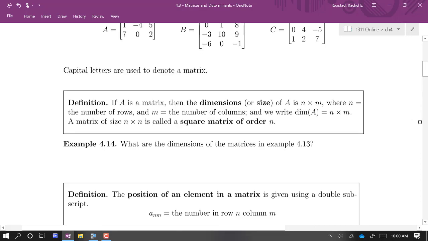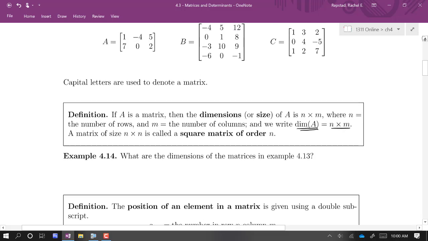If we have a matrix, say we have a matrix A, the dimensions or size of the matrix is n by m, where n is the number of rows in the matrix and m is the number of columns. It's always the number of rows goes first. And we write dim A is n by m. If we have a matrix with an equal number of rows and columns, so like say its dimensions are n by n, we call that a square matrix of order n.